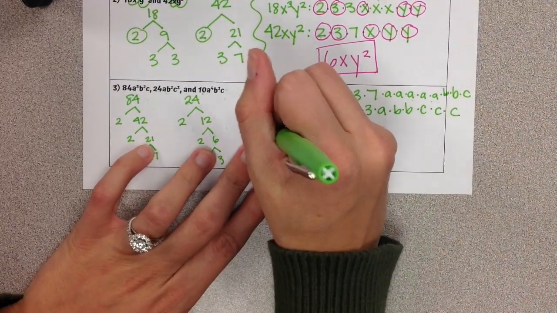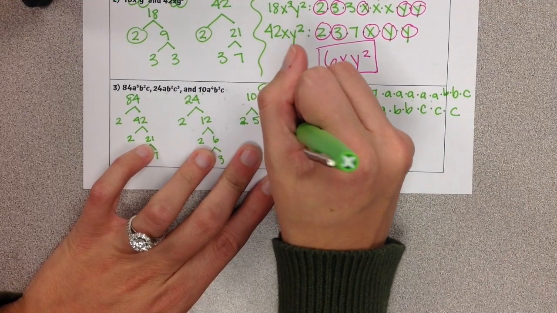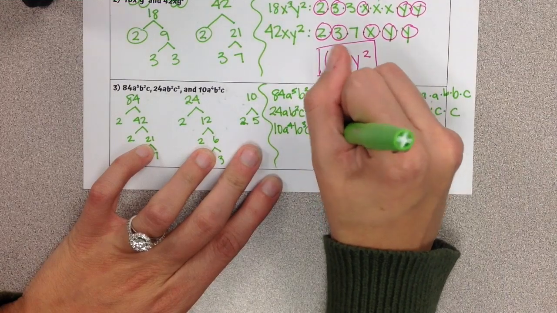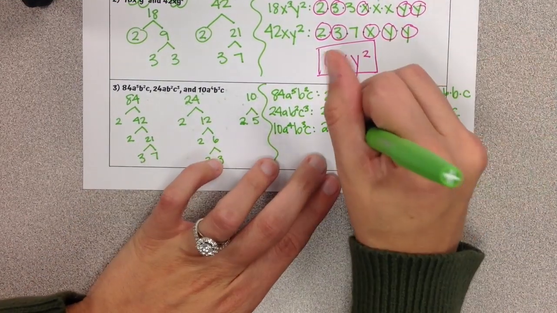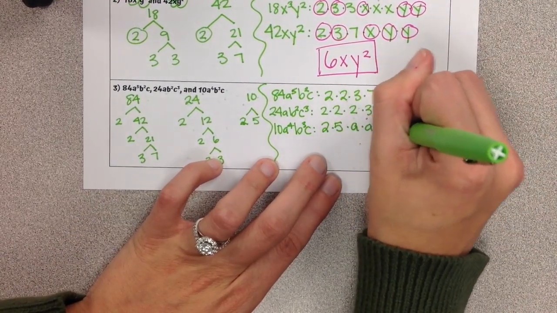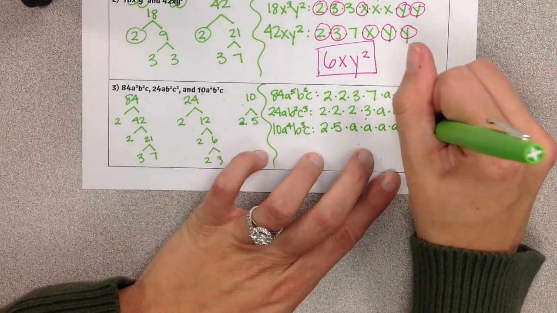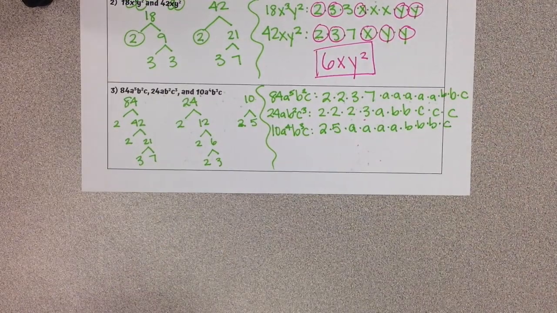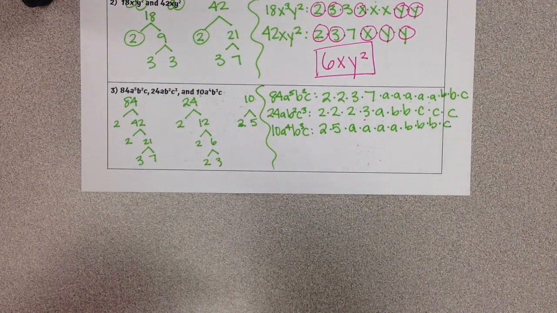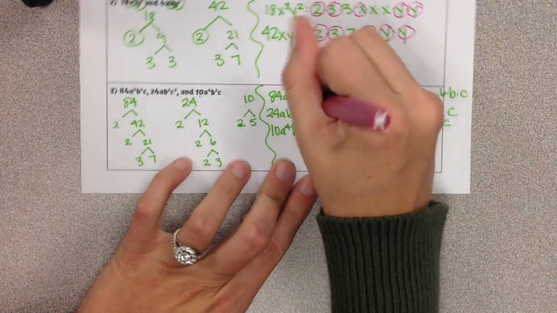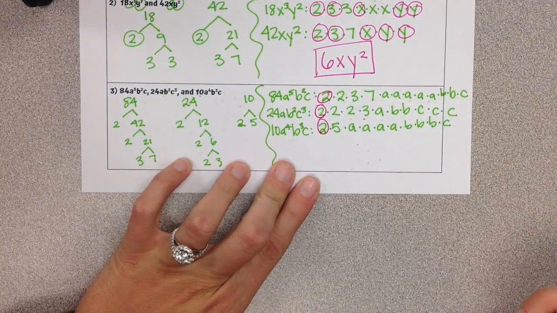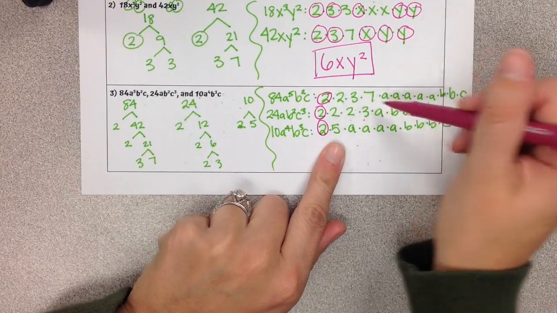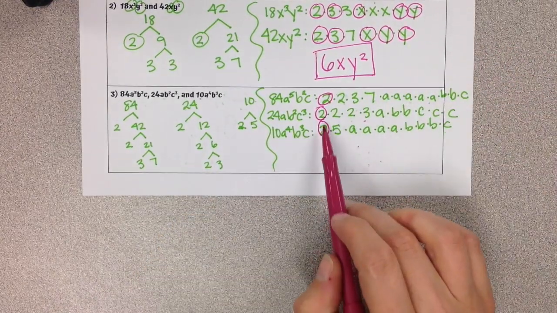And the last one, 10a to the 4th b to the 3rd c. Prime factorization is 2 times 5. We have 4 a's, 3 b's, and 1 c. So let's look at what they share, that all 3 of them share. They share a 2. And then the 10 only has a 5. Nowhere else is there a 5, so the only number that they share is 2.